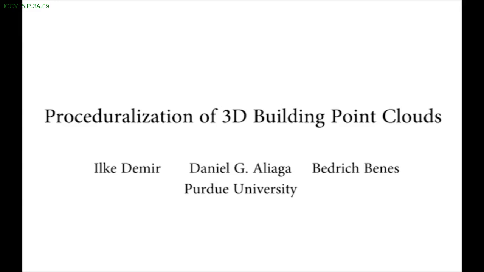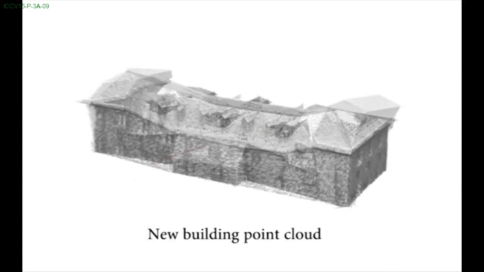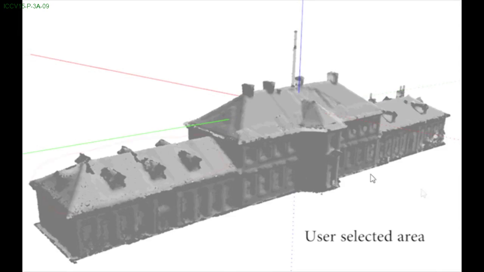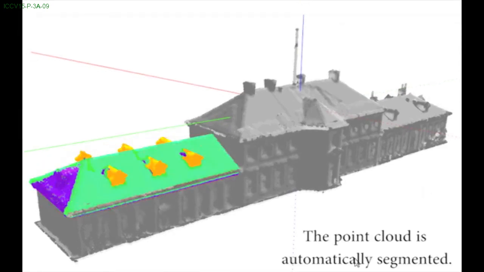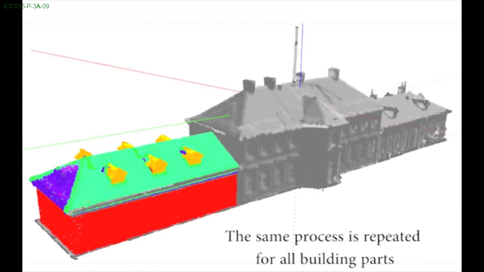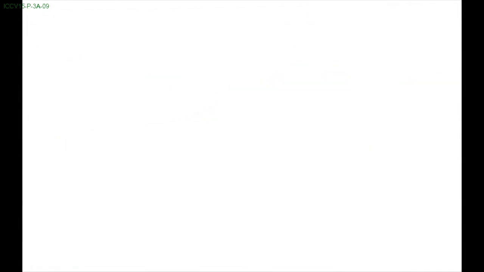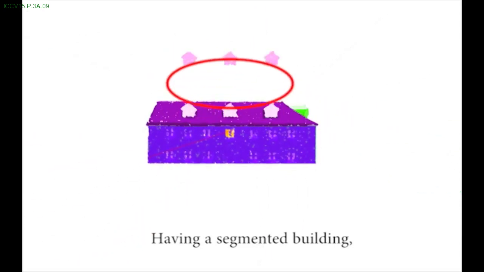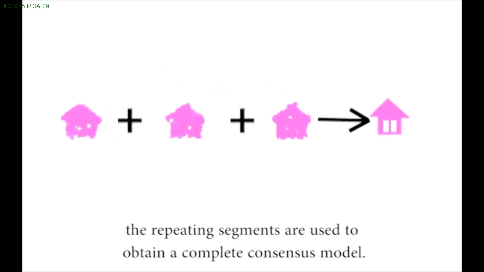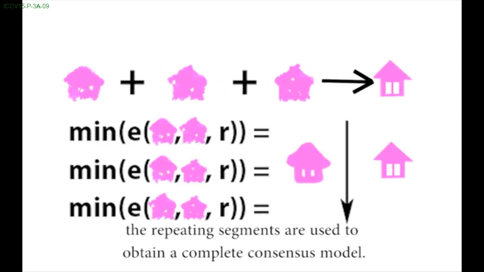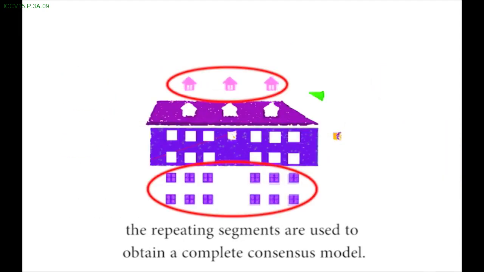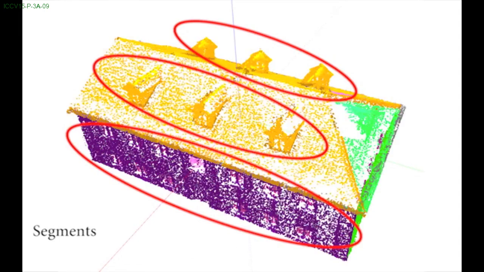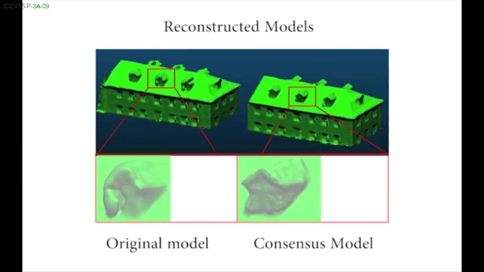Our pipeline starts with a semi-automatic segmentation step. The user selects an area to indicate the granularity of segmentation. The second step of our system is proceduralization. First, repetitions of the same segment are coalesced into one consensus model by an iterative closest point algorithm. Using Poisson surface reconstruction, we visually show the improvement of our consensus model as compared to the original model.